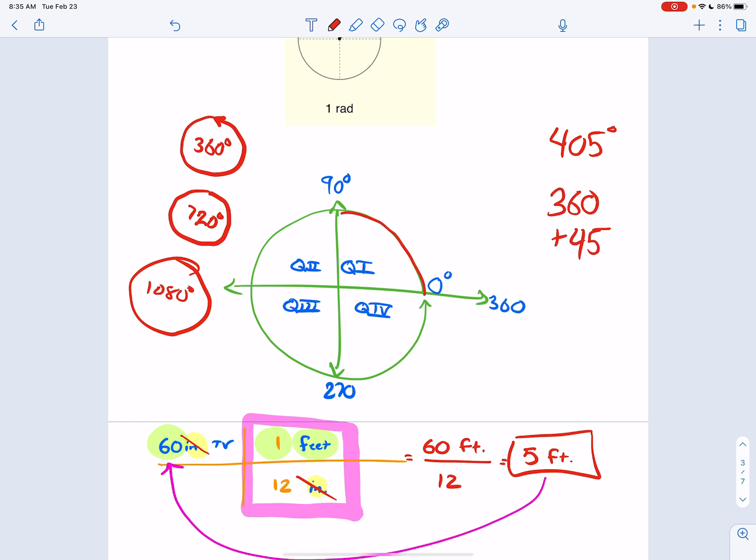So 360 will get you this. So you're currently right here. Actually, let me draw that one more time. 360 is this full circle. Whoa, that was pretty cool. But then you go a little bit more, 45 degrees. So notice how you're still ending up in quadrant 1. Okay, these are called coterminal angles, which we'll talk about in the next few lessons.